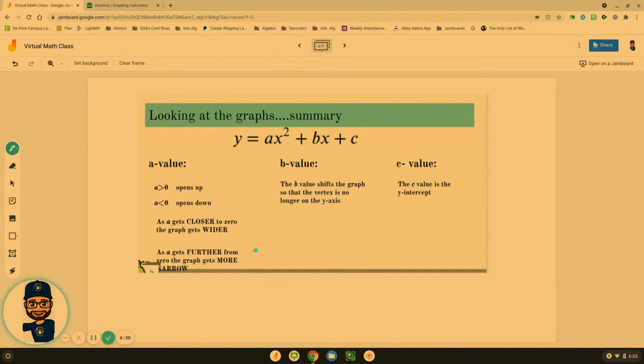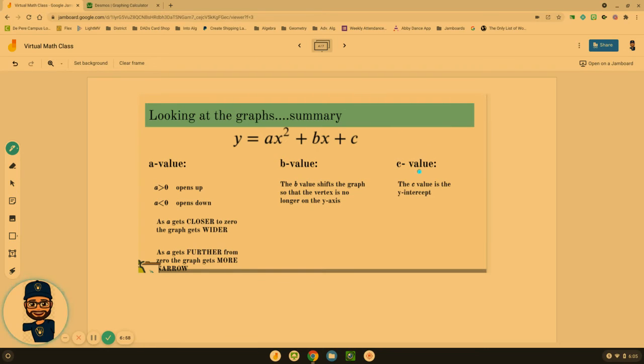Here's what's happening in summary, right? This is probably a good spot to pause and make sure that you have these notes. A value, if it's positive, it opens up. If it's negative, it opens down. If it's closer to 0, it gets wider. If it's further away from 0, it gets narrower. So that's our A value.